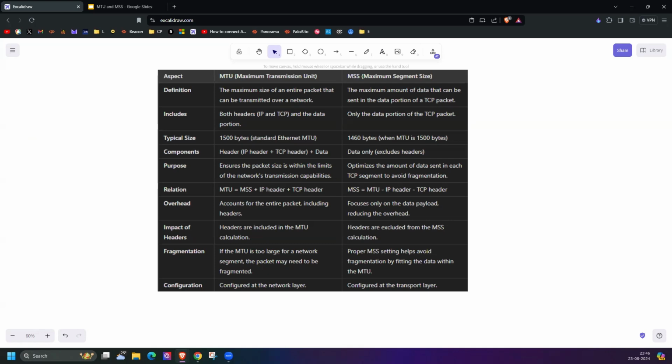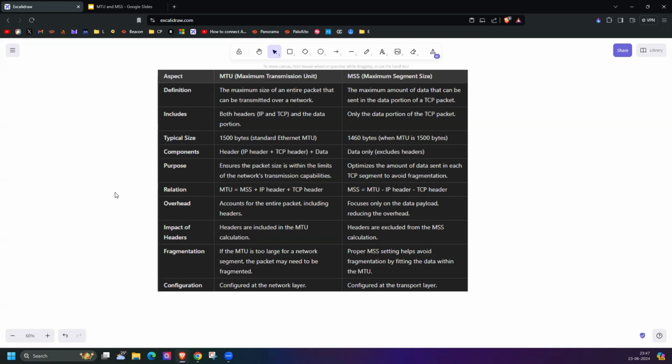Now let's discuss the difference between MTU and MSS. MTU is the maximum transmission unit and MSS is the maximum segment size. So MTU is the maximum size of the entire packet that can be transmitted over the network.